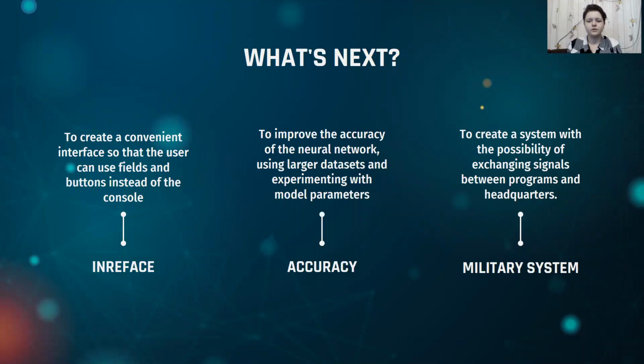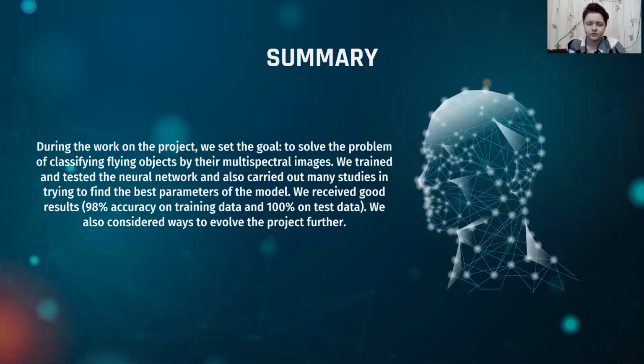I see 3 ways of evolving our project further. It is worth noting that they are not mutually exclusive. The first is to create a convenient interface so that a user can use fields and buttons instead of the console. The second way is to improve the accuracy of the neural network by using larger data sets and experimenting with model parameters. The third, and the most ambitious, is to create a system with the possibility of exchanging signals between programs and headquarters for military targets.